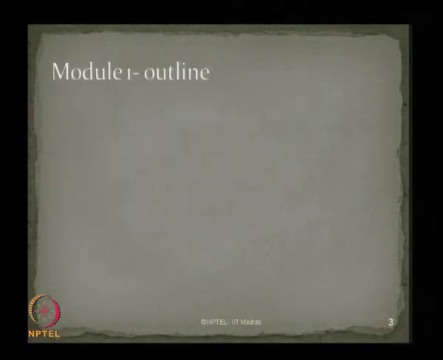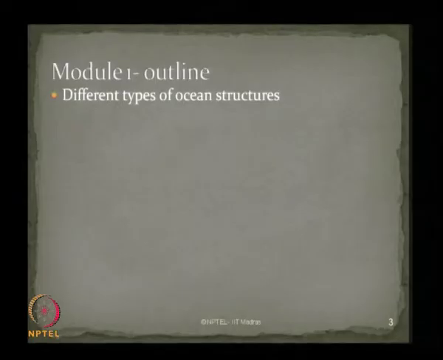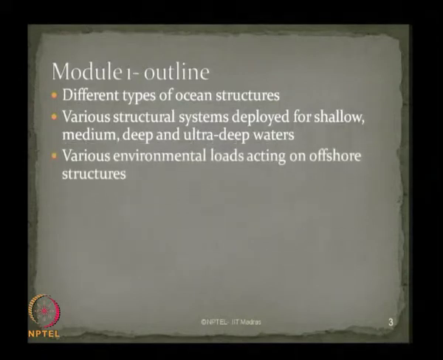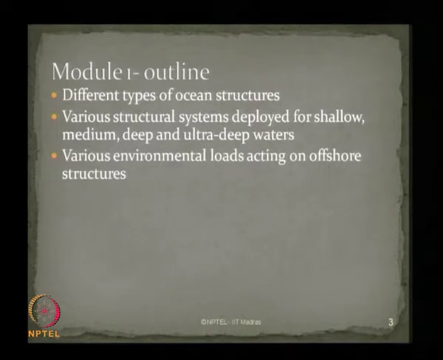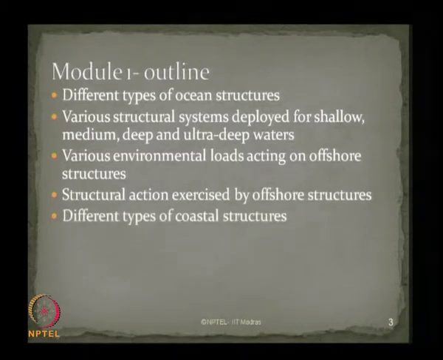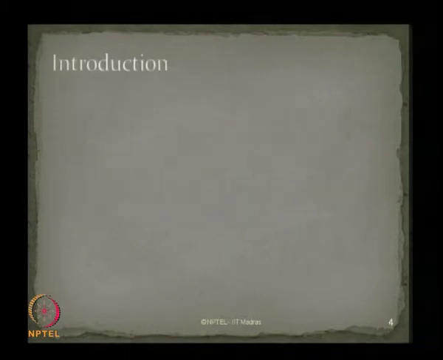For the benefit of the viewers, let us also look into the outline of module 1, which we have completed so far. We discussed different types of ocean structures in module 1. We learnt about various structural systems that are generally deployed for shallow water, medium, deep and ultra deep waters in the sea. We spoke about various environmental loads acting on offshore structures. We understood structural action exercised by different ocean structures. We also studied different types of coastal structures in detail in the last module.